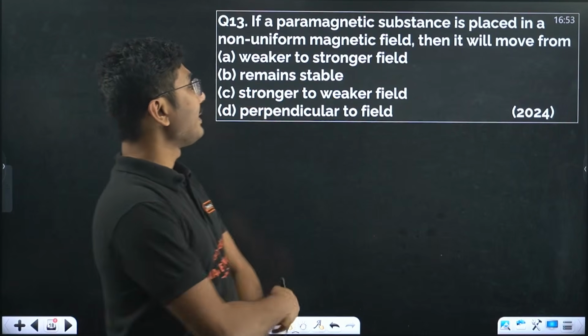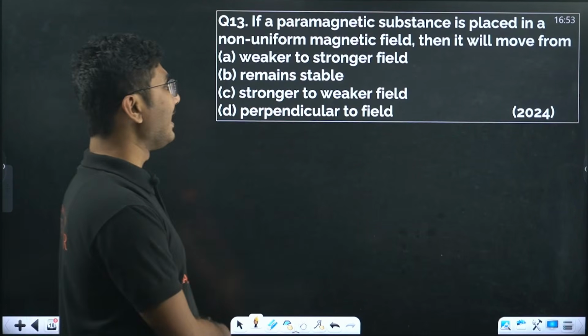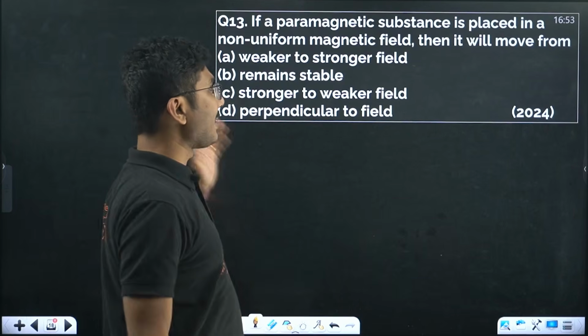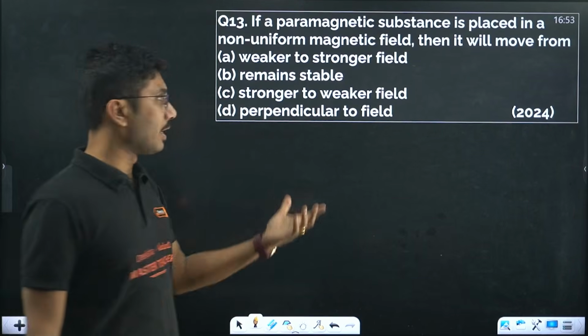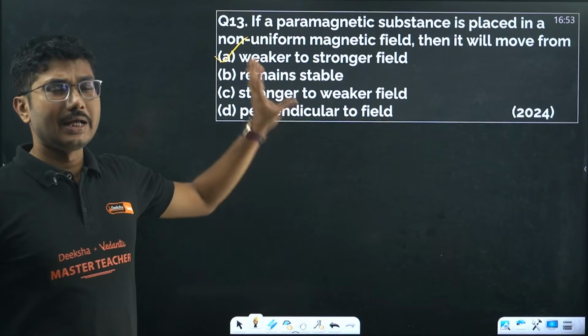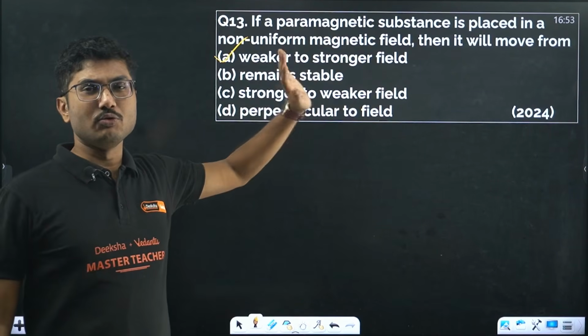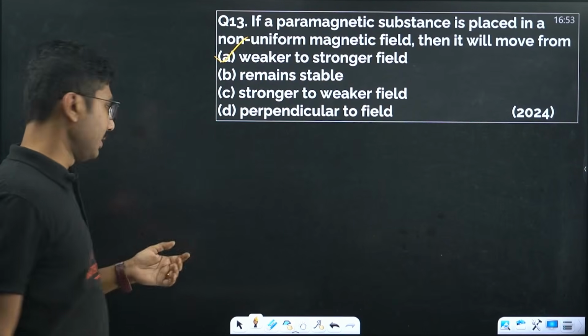If a paramagnetic substance is placed in a non-uniform magnetic field, then it will move from weak magnetic field to stronger magnetic field. So weaker to stronger magnetic field. If it is a diamagnetic substance, it will move from stronger to weaker magnetic field because it's repelled, right?